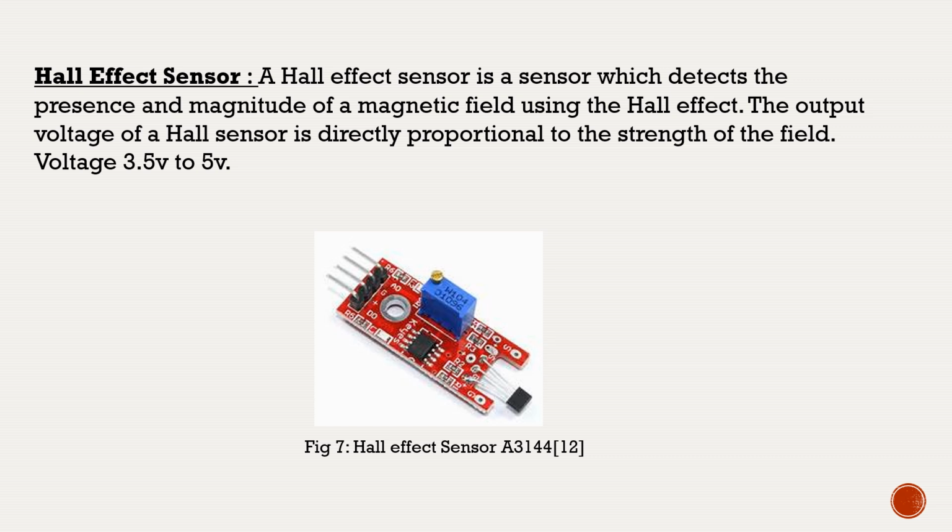The next one is the Hall effect sensor. A Hall effect sensor is a sensor which detects the presence and magnitude of a magnetic field using the Hall effect. The output voltage of a Hall effect sensor is directly proportional to the strength of the field. Its operating voltage is 3.5 volt to 5 volt.